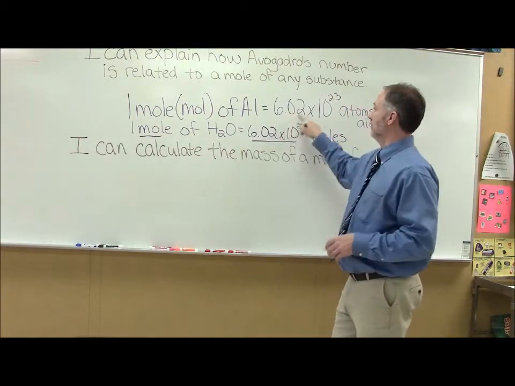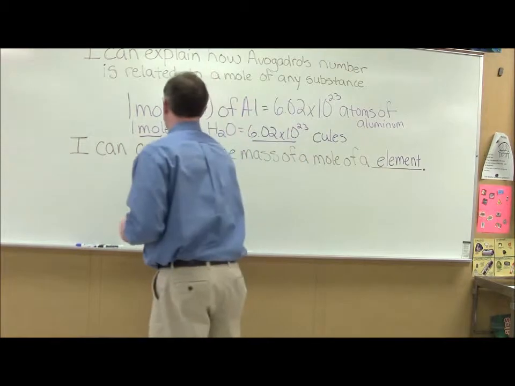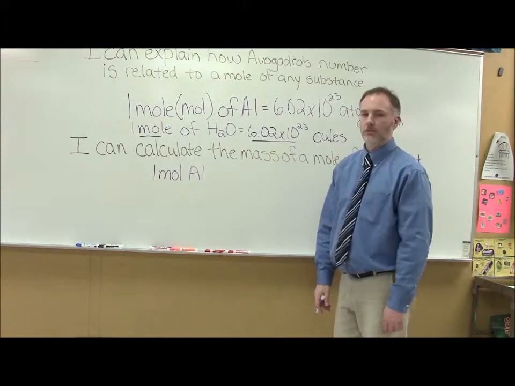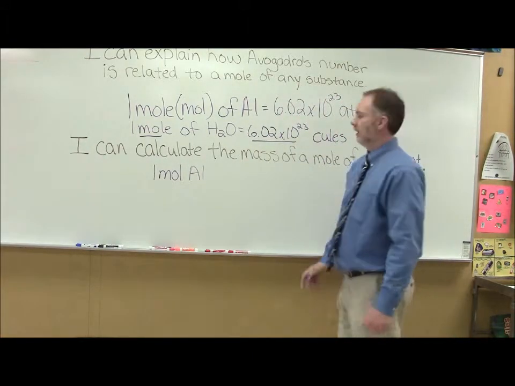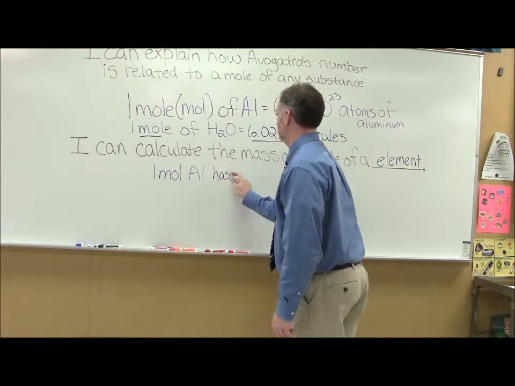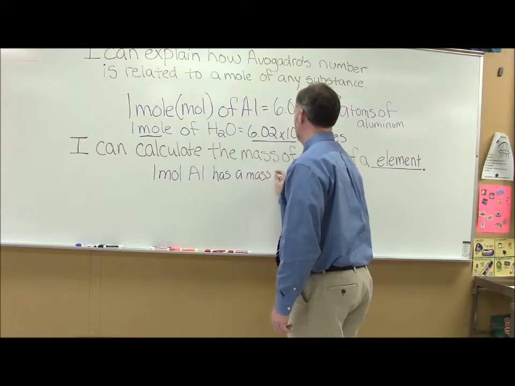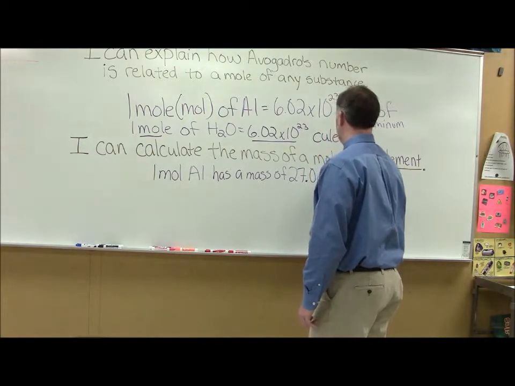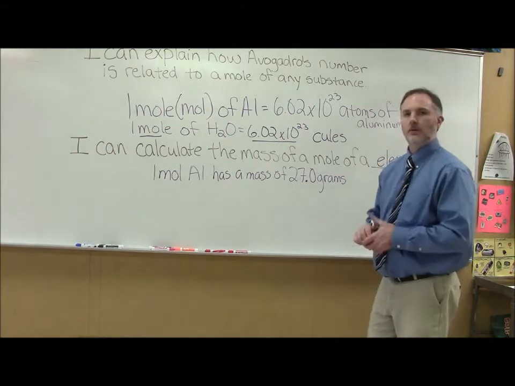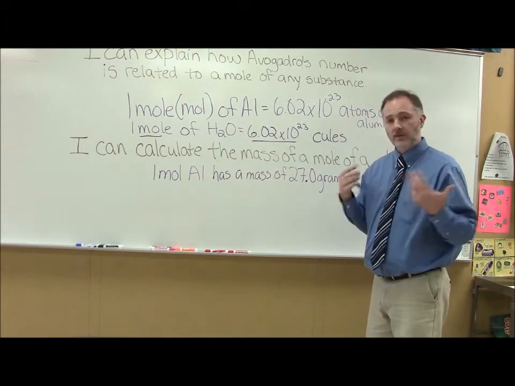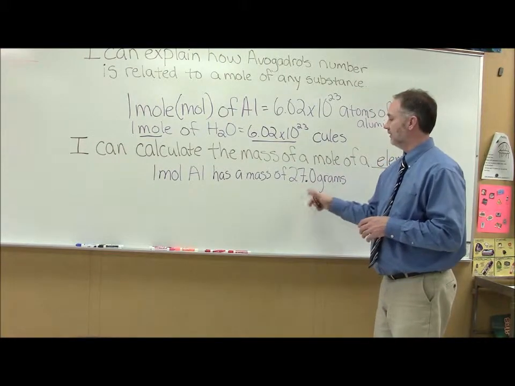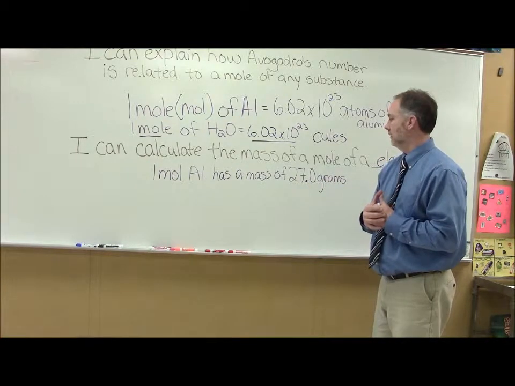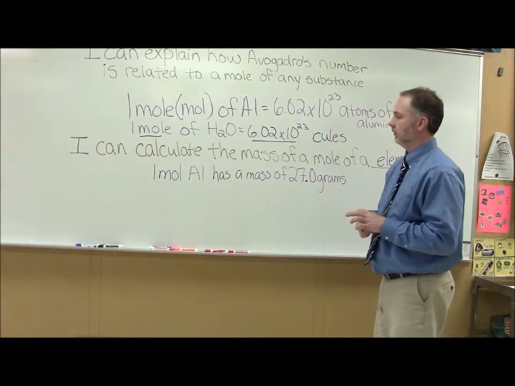We know 1 mole of aluminum is this many atoms. One mole of aluminum, this many atoms, has a mass of 27.0 grams. Okay. On your periodic table, it says 26.98 is the atomic mass. What I want us to do, unless I tell you otherwise, let's go to 1 decimal place when we're doing molar mass. So just round that 26.98 to 27.0.